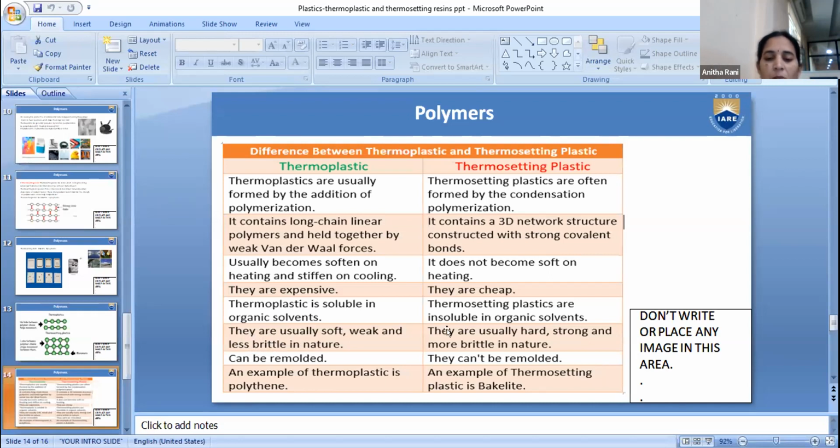Whereas thermosetting resins are usually hard, strong, and more brittle in nature. Thermoplastics can be remolded, and thermosetting resins cannot be remolded. An example of a thermoplastic is polyethylene.